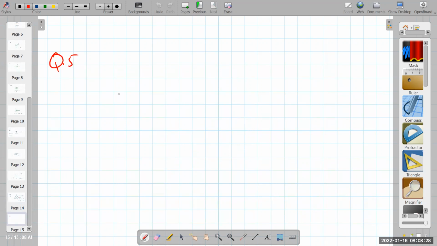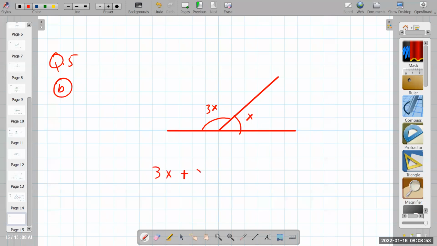Question number 5B. This is X, and the other one is 3X. The sum of these two will be equal to 180, because on a straight line, a half circle is equal to 180. When we add these two, it should be equal to 180. 3X plus X equals 4X.